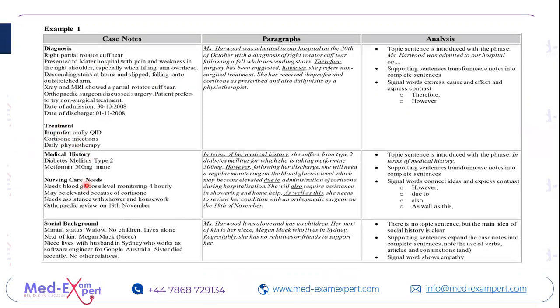Okay, then the medical history and nursing care needs. So now you know why was the patient admitted? Because of rotator cuff tear. What treatment was given? Injections were given, physio was given, and ibuprofen medicine was given. Medical history is diabetes mellitus and metformin. So based on the condition of the patient, what do you think is the medical history relevant?